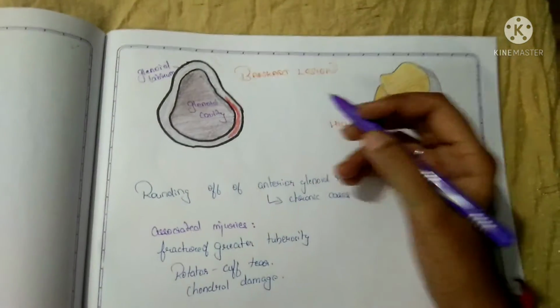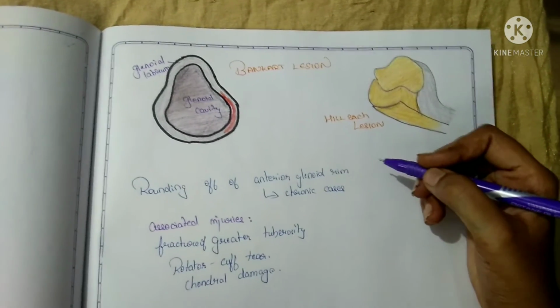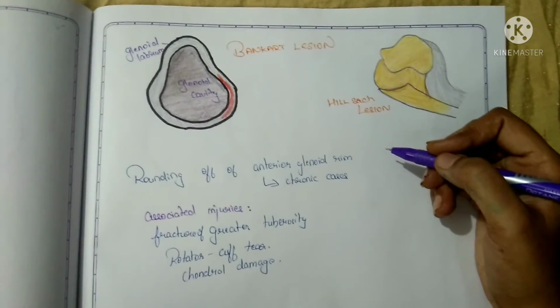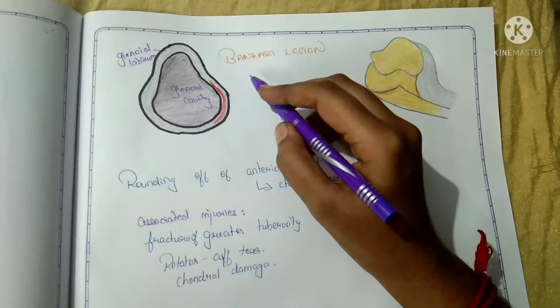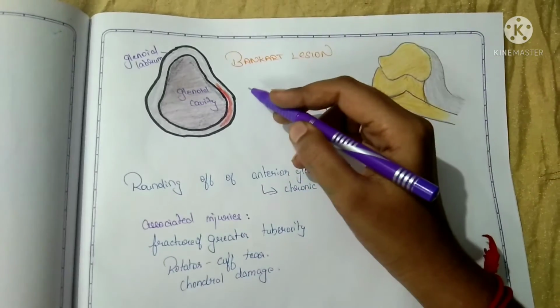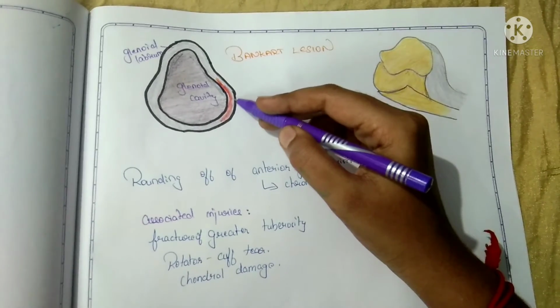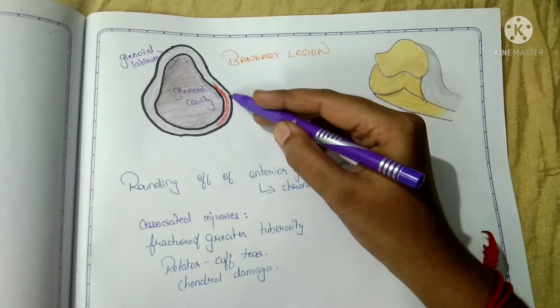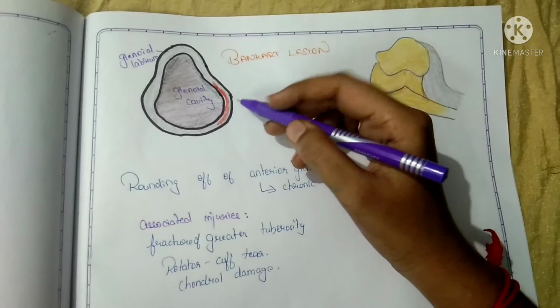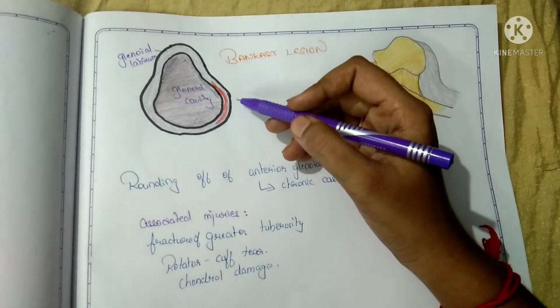Now we are going to see about the injuries or lesions caused because of the dislocation of the shoulder. First is the Bankart lesion. Bankart lesion is because of the anterior dislocation of the shoulder. Here it is the injury to the anterior inferior glenoid labrum.